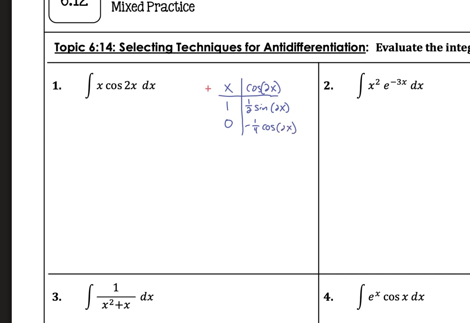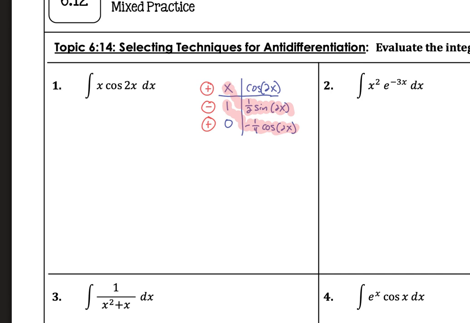Okay, then this is plus, minus, plus, as far as multiplying. You'll multiply this by that, by that, by that, and that's it. So just two terms. Okay, and so the answer is, we'll write it as x over 2.